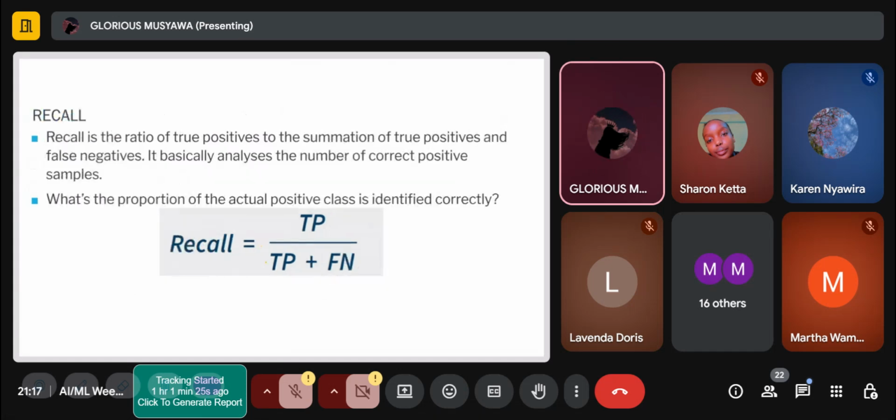So we have the recall. It's the ratio of true positives to the summation of true positives and false negatives. It basically analyzes the number of correct positive samples. What proportion of the actual positive class is identified correctly? So that's the difference between precision and recall.